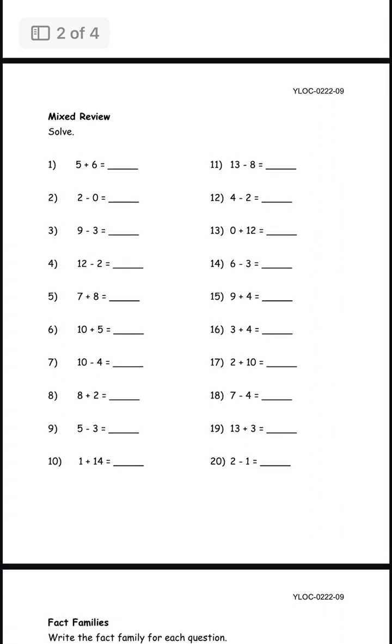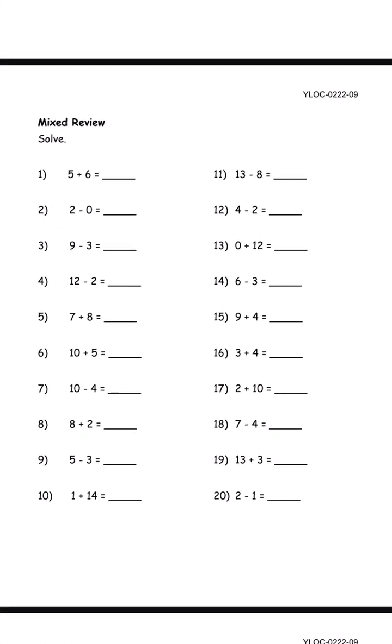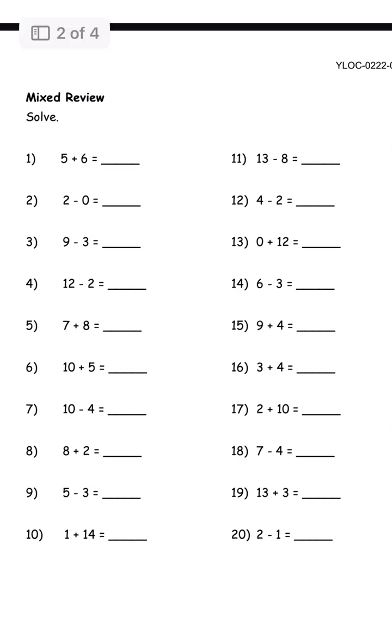Now, the next one, we have mixed review, solve. Number 1, we have 5 plus 6. 1, 2, 3, 4, 5. 1, 2, 3, 4, 5, 6. So what's 5 plus 6? Here we had 5, 6, 7, 8, 9, 10, 11. 5 plus 6 is 11.